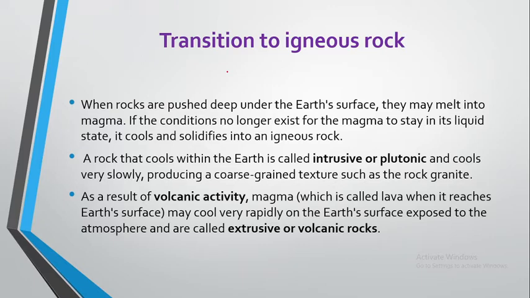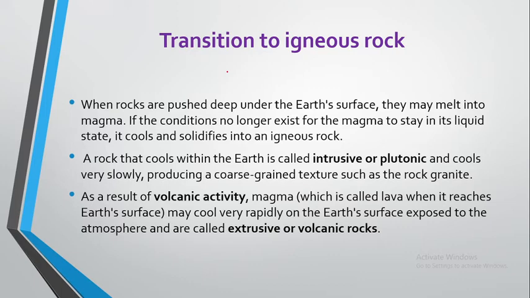Now the first topic is the transition to igneous rock. Now we need to know about the transitions. First is the transition to igneous rock. How are igneous rocks formed? When rocks are pushed deep under the earth's surface, they may melt into magma, as extreme temperature and pressure conditions exist. So this may melt as magma.